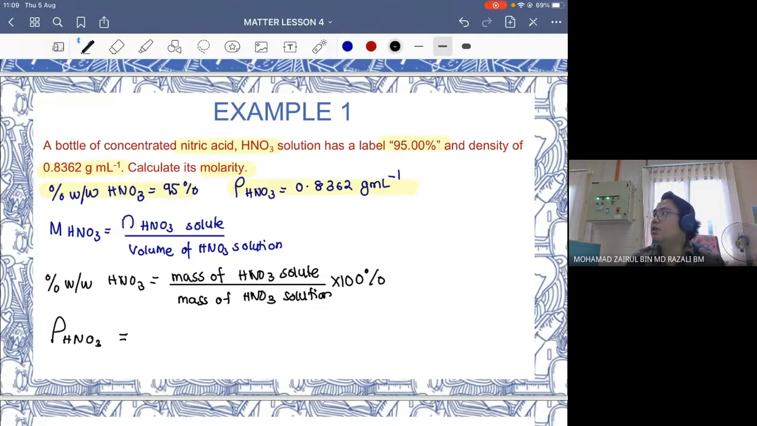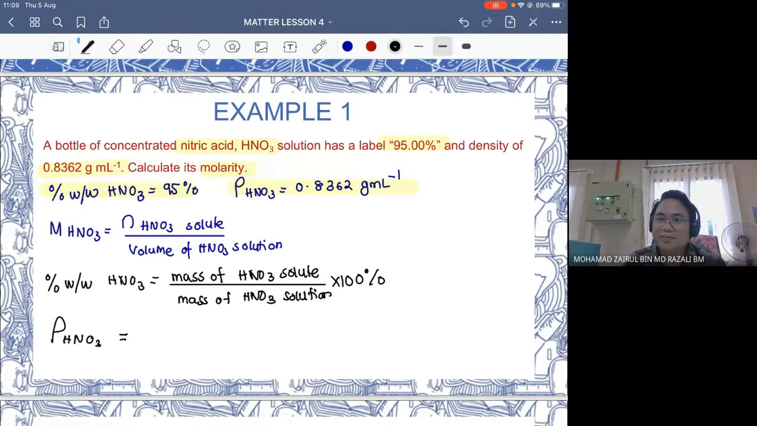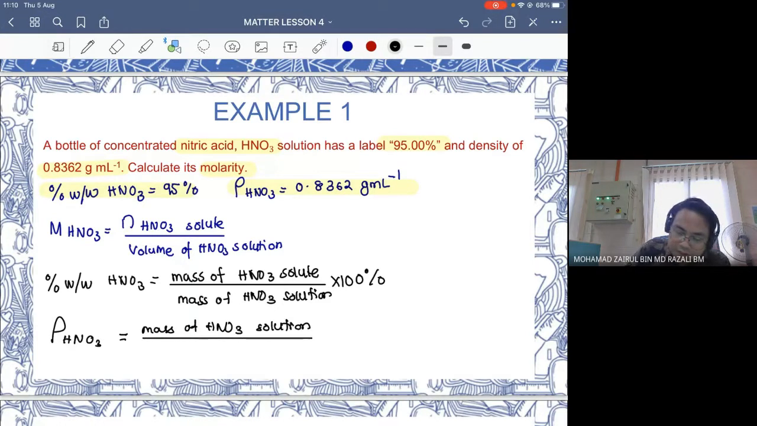Kalau kita tengok density pula, apa formula for density? Mass of solution per volume of solution. Okay, correct. Mass of solution over volume of solution. So the solution for this case is HNO3. So the mass of HNO3 solution divided by the volume of solution.